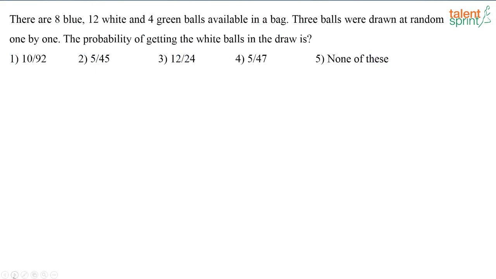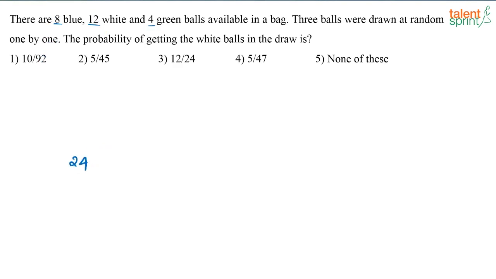Next one. There are 8 blue, 12 white and 4 green balls available in a bag. 3 balls were drawn at random 1 by 1. The probability of getting white balls in the draw is dash. This is a very easy one. So how many balls are there totally? 8 plus 12 plus 4. So there are 24 balls totally.